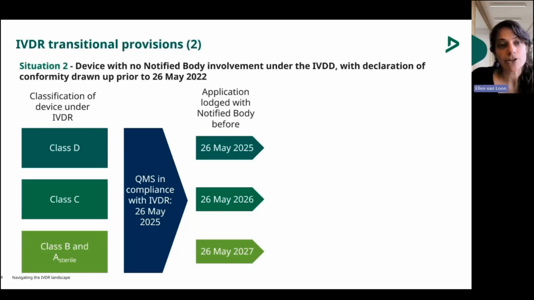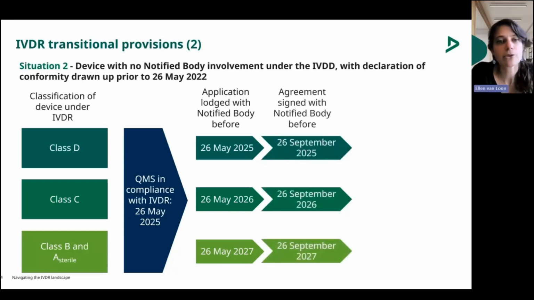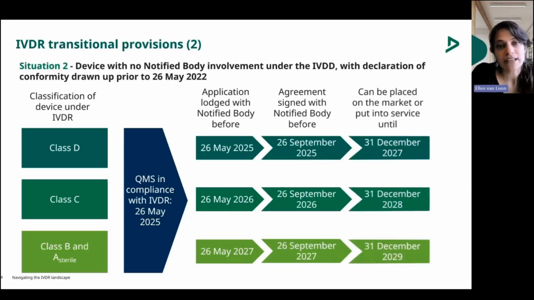The application should be lodged with the notified body before 26th of May 2025 for Class D devices. For Class C devices it is 26th of May 2026, and for Class B and A sterile it's 26th of May 2027. An agreement should be signed with a notified body 4 months later, and then the product can be placed on the market or put into service for Class D devices until the 31st of December 2027. It's 1 year later for Class C devices, and for Class B and A sterile, it's 31st of December 2029.